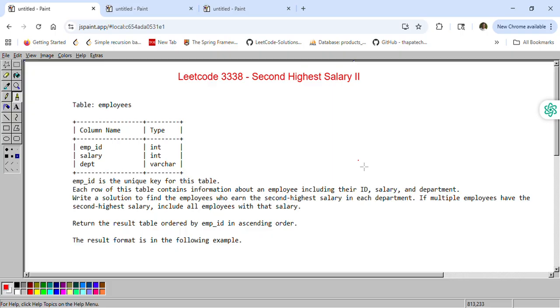Today we are going to solve Leetcode problem 3338, Second Highest Salary 2. So let's start, guys. The Employees table is given to us. This is a SQL problem. Employee ID is int, salary is int, department is varchar.